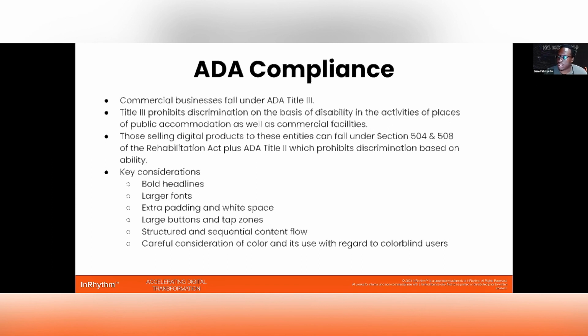Also, extra padding and white space. Make sure that components have enough space between each other, and make sure things are not too close to the edge of the screen. Large buttons and tap zones: make sure your tap zone is not too small. And also structured and sequential content flow. I'll show that a little bit later, and Ilya will get into this also when we demonstrate how the screen reader and VoiceOver will go through each of the accessible elements. That's very important. And the last point is to consider the color for colorblind users. We don't want to create interfaces that are reliant on color, because we have colorblind users who could possibly not be able to see the differences in colors. So these are just a few considerations to think about.